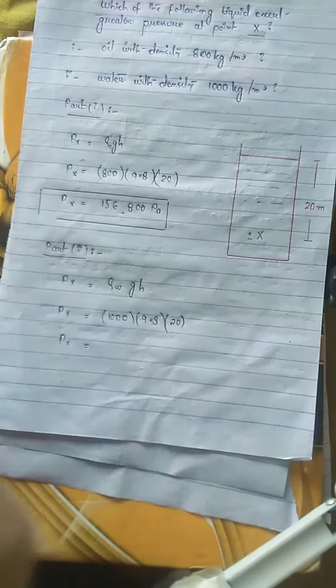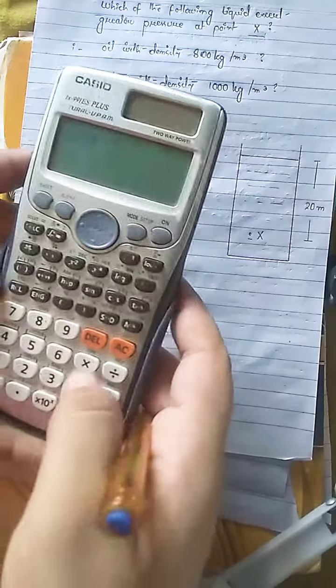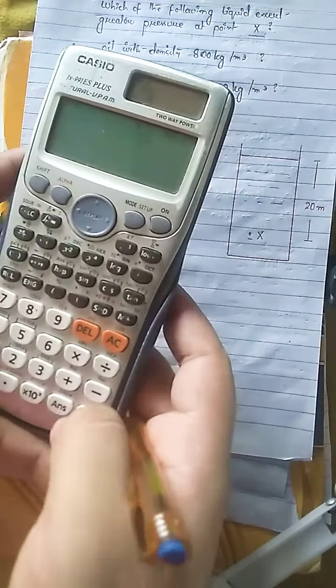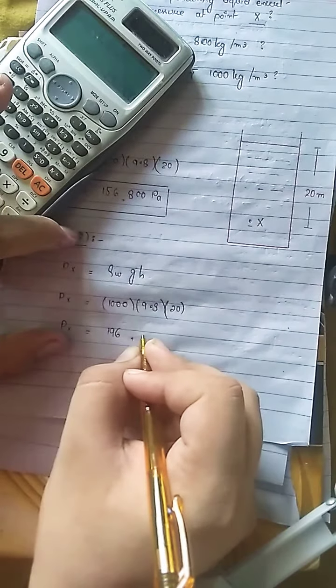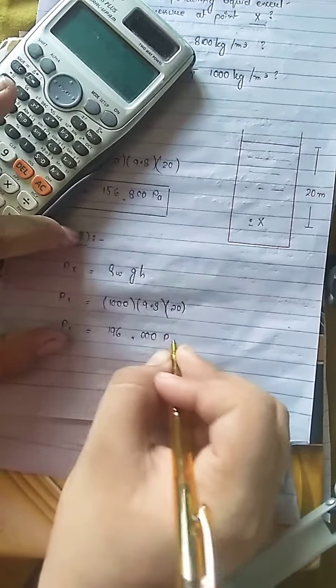So the pressure at point X is 1000 multiplied by 9.8 multiplied by 20. It is 196,000 pascals.